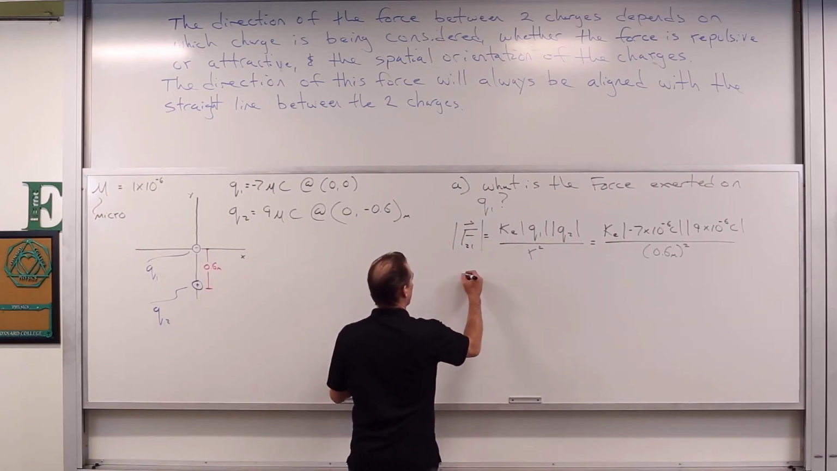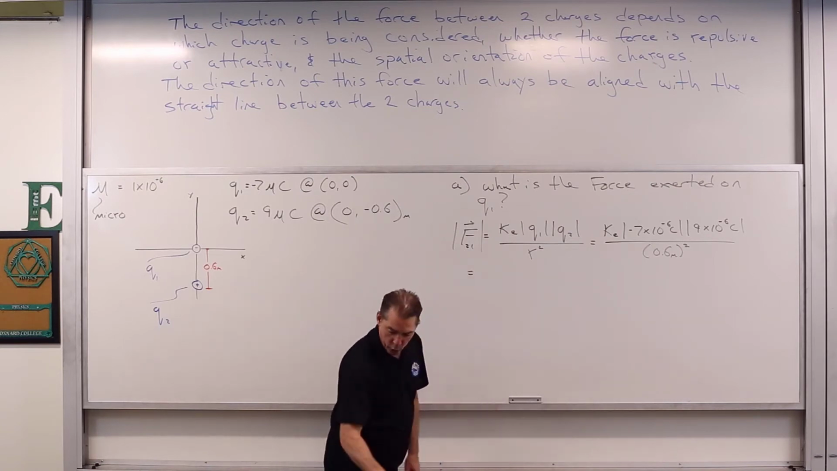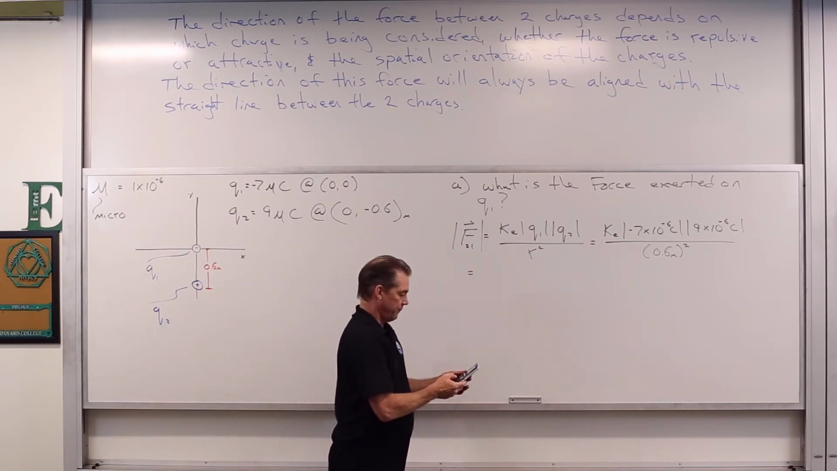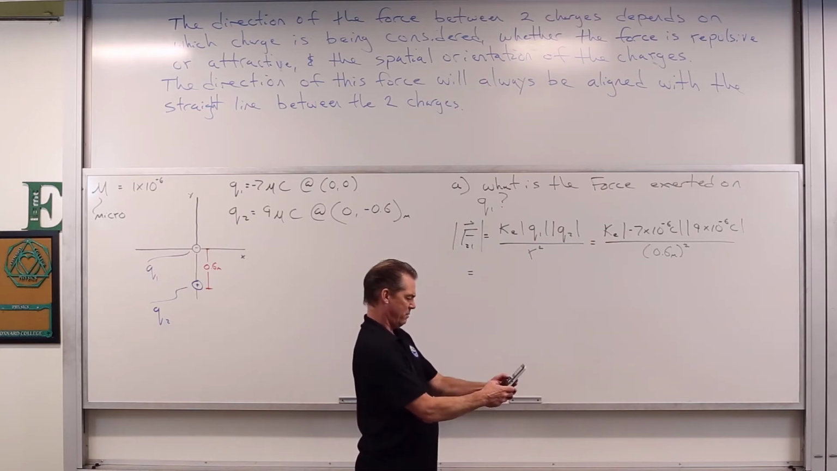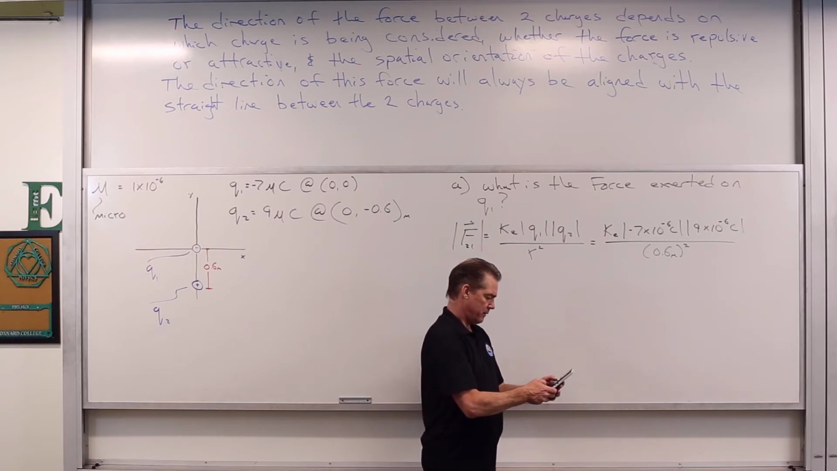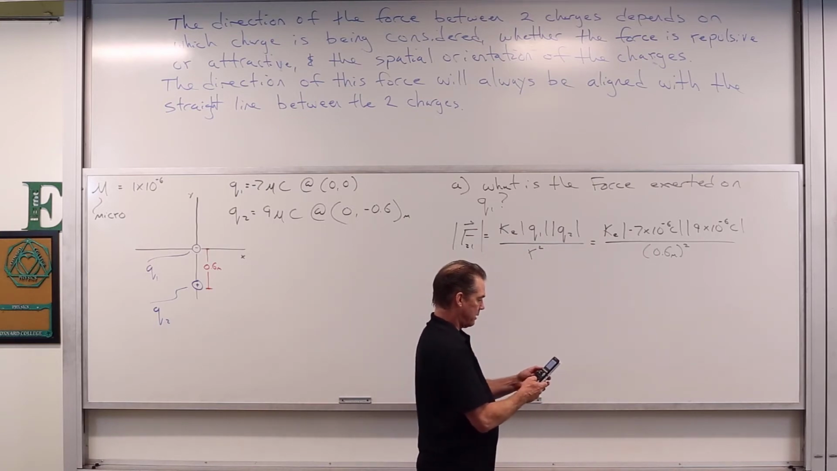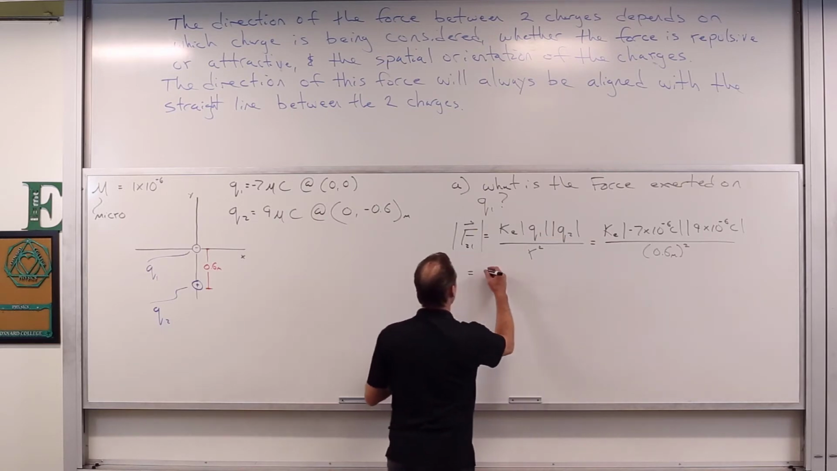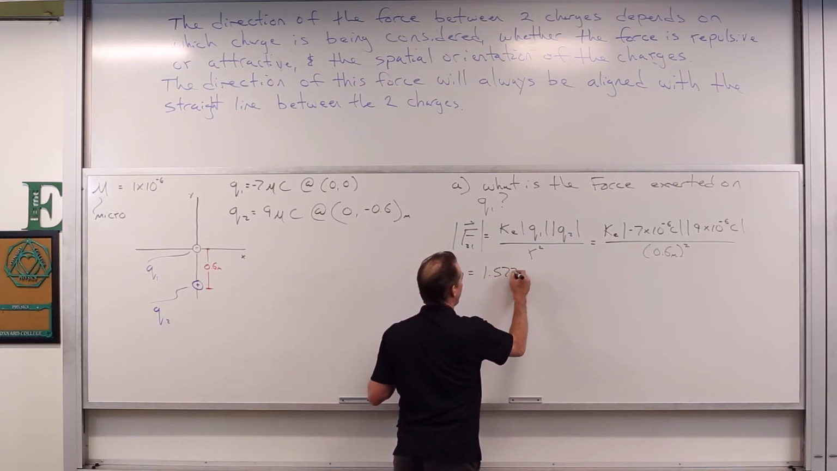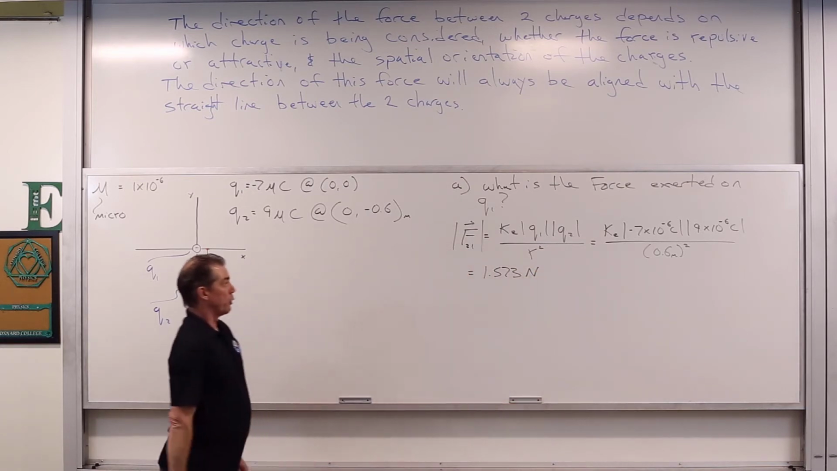And we can go ahead and quantify that. That is going to be equal to 8.99 times 9 times 7 times 10 to the negative 6 times 10 to the negative 6 divided by 0.6 squared. We got 1.573, 1.573 newtons would be the end result there.